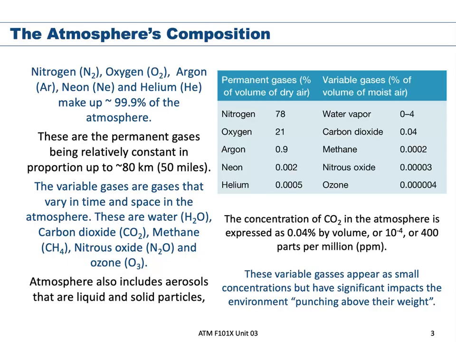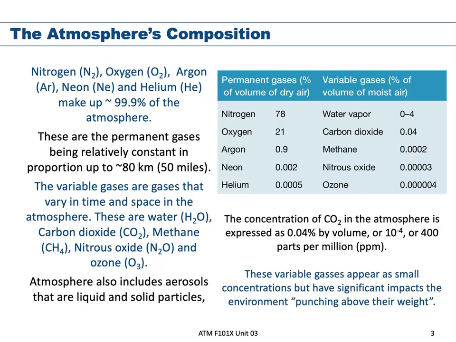The variable gases, water vapor, H2O, carbon dioxide, CO2, methane, CH4, nitrous oxide, N2O, and ozone, O3, vary in time and location. Water vapor varies dramatically, the air being most humid over the ocean, and the ocean serves as a source of moisture. Methane is found in highest concentration near its sources: natural gas reserves, swamps, rice paddies, and livestock. In the Arctic, there is concern that large amounts of methane will be released from thawing permafrost.